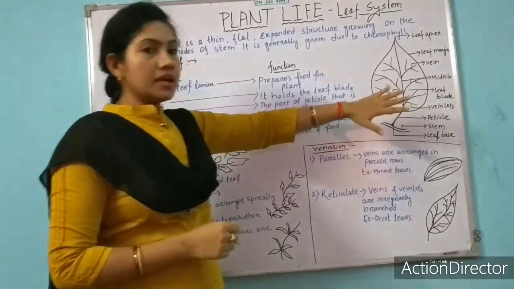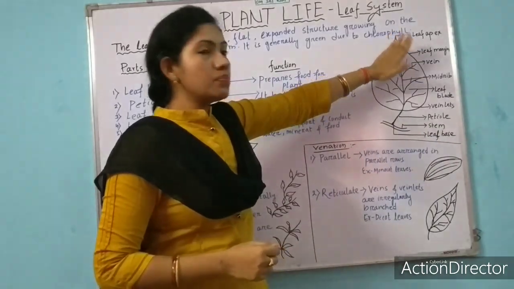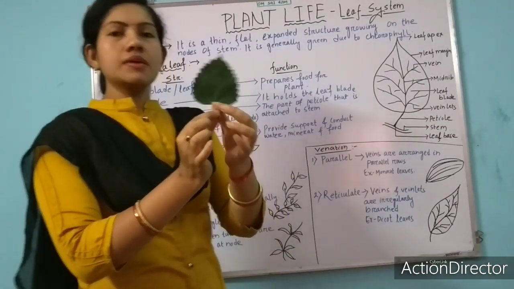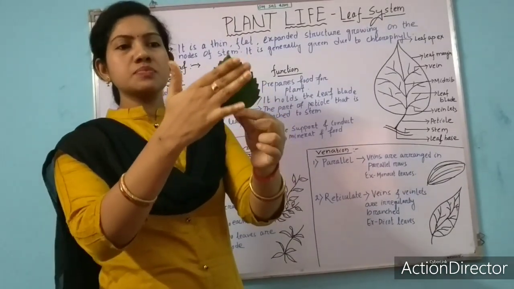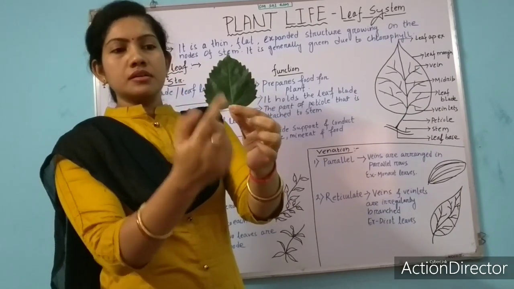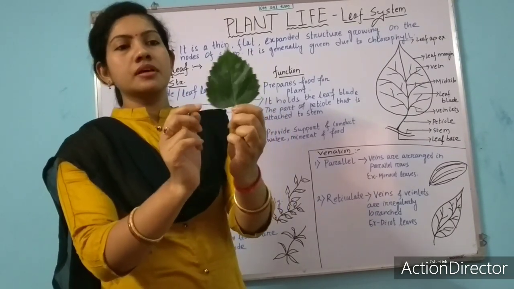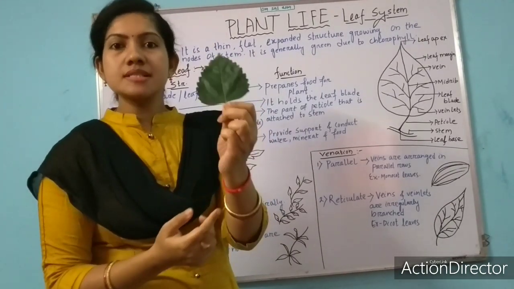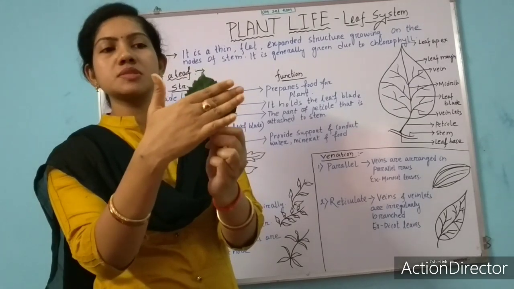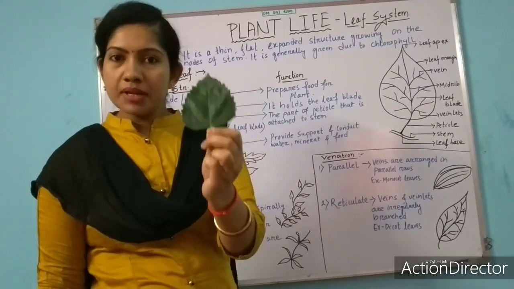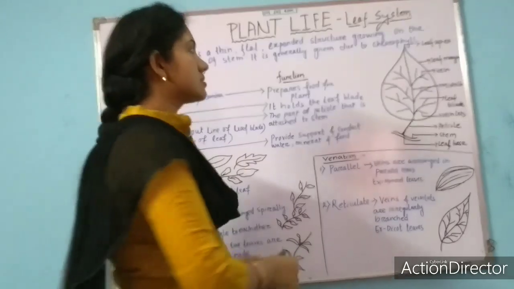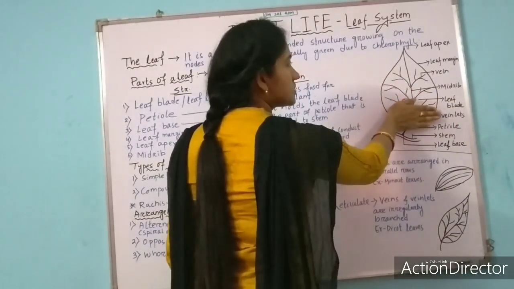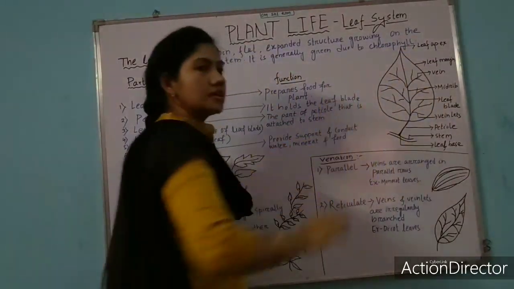What is a leaf blade? Leaf blade is the expanded part of the leaf. If I show you a leaf, this is a leaf. This expanded part, you can see, just don't look at the stalk. The expanded part, this is the leaf blade. We also call it leaf lamina. The whole expanded part is the leaf blade or leaf lamina. The whole expanded part of the leaf, we call it leaf blade.